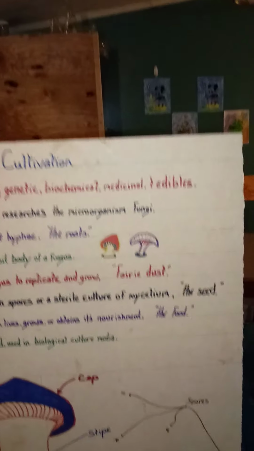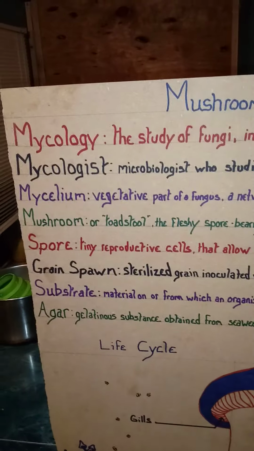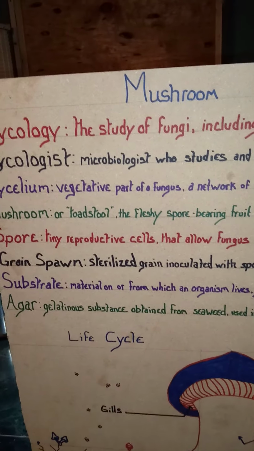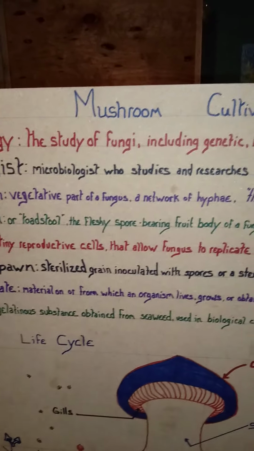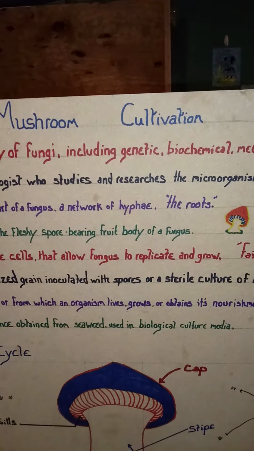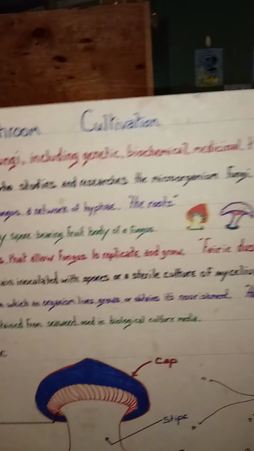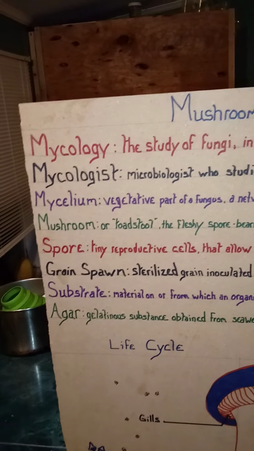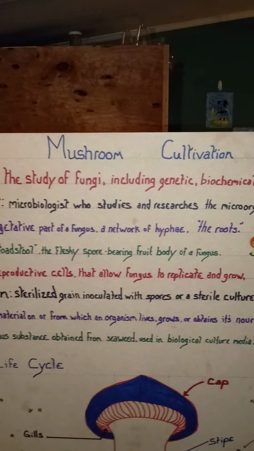Grain spawn, a sterilized grain inoculated with spores or a sterile culture of mycelium, which is called the seed. The substrate, material on or from which an organism lives, grows, or inhabits or obtains its nourishment. That's called the food. Agar, gelatinous substance obtained from seaweed used in biological culture media.